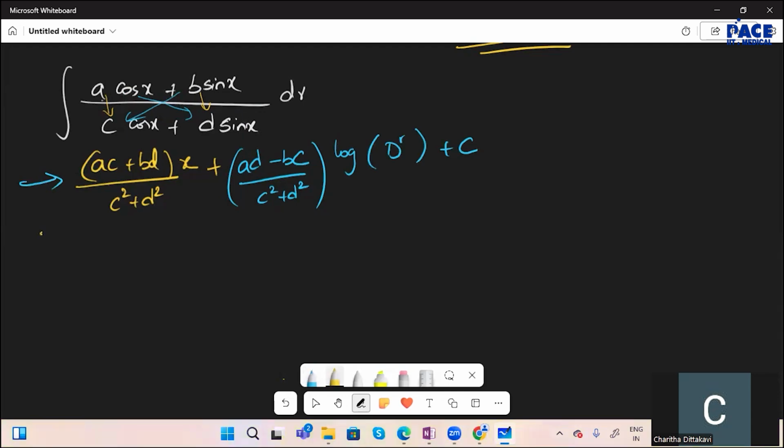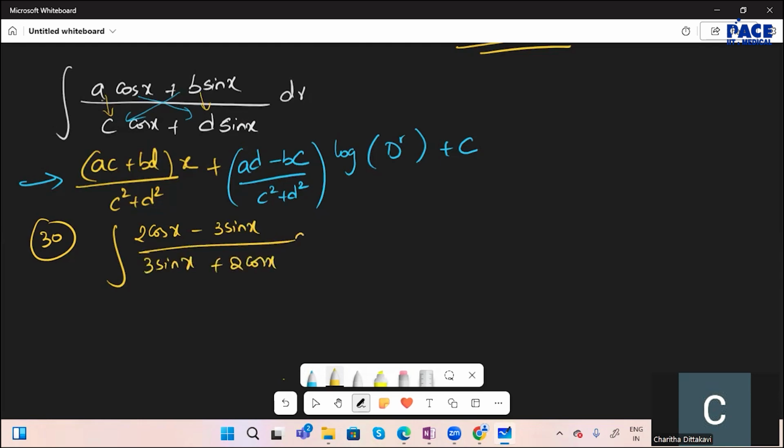So that is my 30th question. Integral of 2 cos x minus 3 sin x upon 3 sin x plus 2 cos x dx. So tell me, dear students, can we start the problem this way? Can I start it this way? Think about it. I said one most important point: alphabetical order. So cos first, then only sine. Remember this, cos first and then only sine.